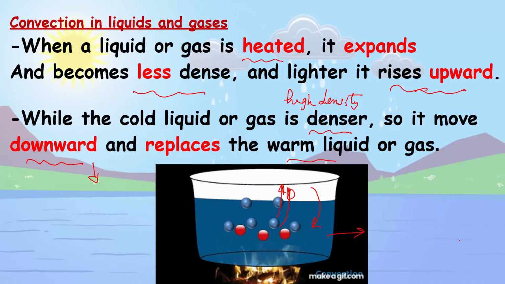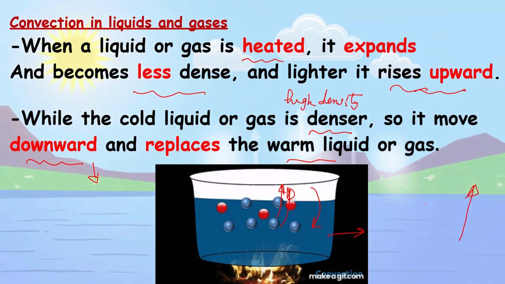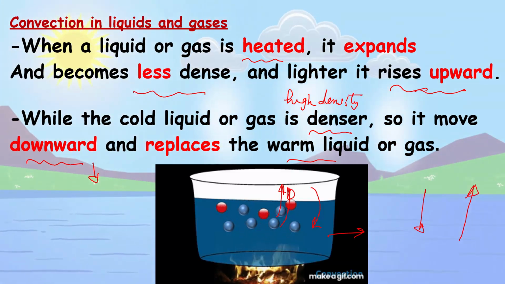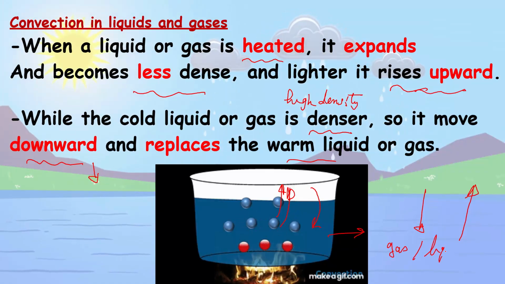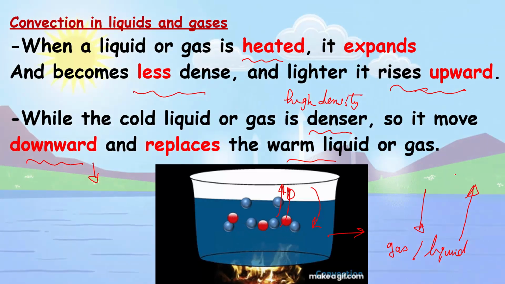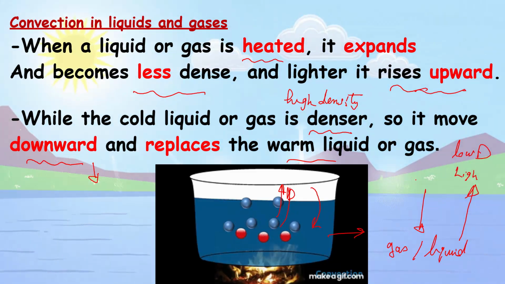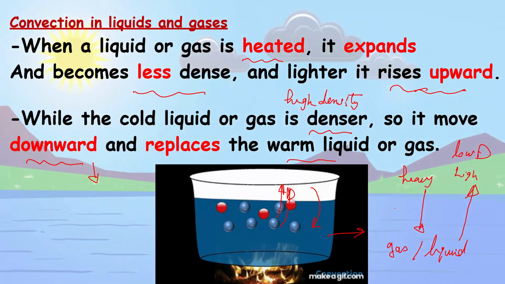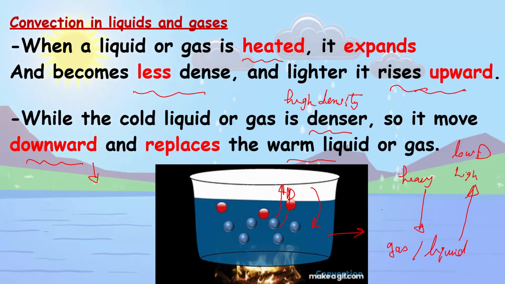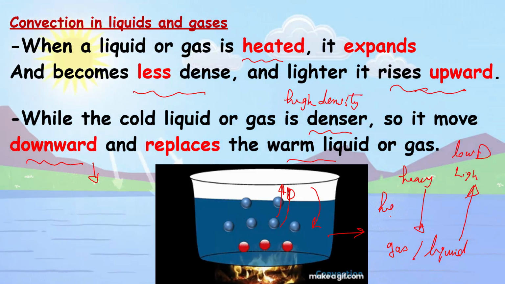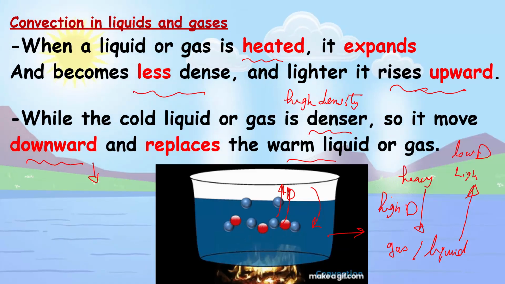What matters here is hot things come up and cold things come down. Things here means gas or liquid. It comes up because it becomes light. Light means low density or high density? Yes, low density. And it becomes heavy. Heavy means low density or high density? Answer: yes, high density. That's it.